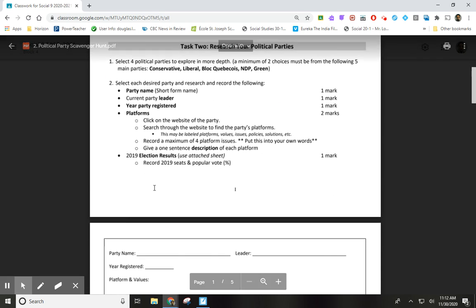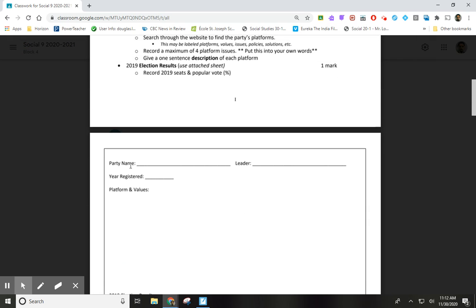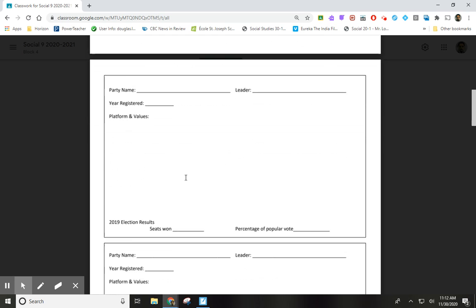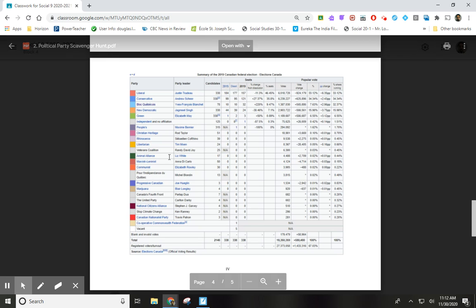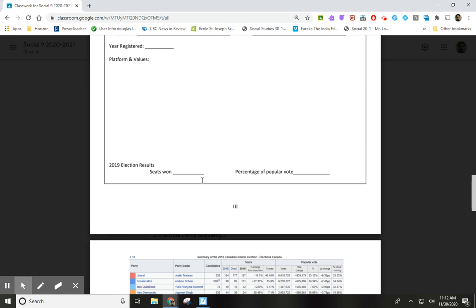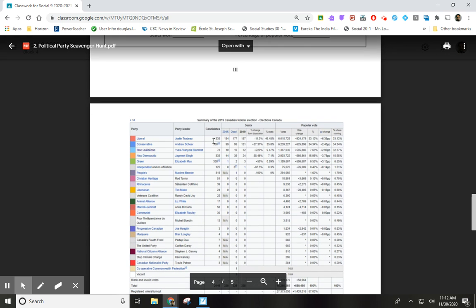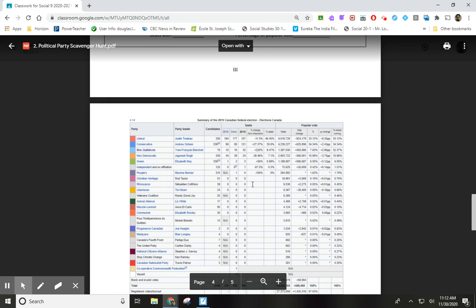So you have, like I said, 4 parties that you can do. A lot of kids like to do the Rhinoceros Party because they're more nonsensical. Oh, by the way, for stats, you can look right here. It talks about 2019 election results, seats won. So, for example, the Liberals, 157 seats. In comparison, in 2015, they won 184. Conservatives won 121 seats, whereas last time they won 99. You'll see that stat right there.